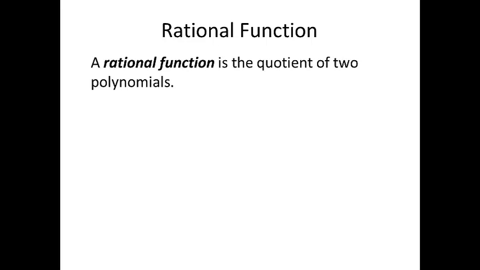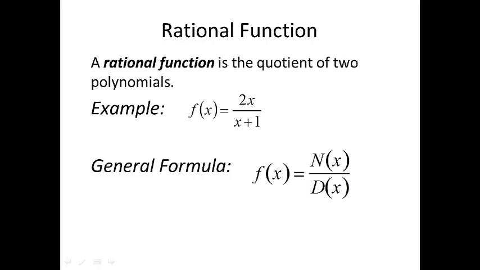A rational function is a quotient of two polynomials. For example, this is a rational function because it's a quotient. That means it looks like a fraction with x in the numerator and in the denominator. The general formula for this is we use n as the function of the numerator and d as the function of the denominator.